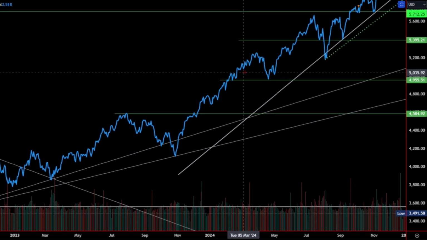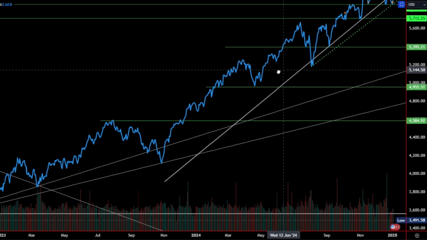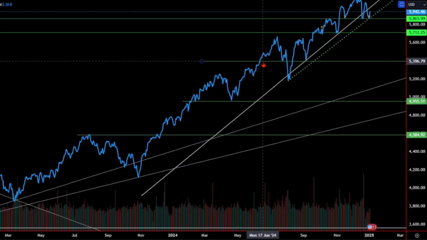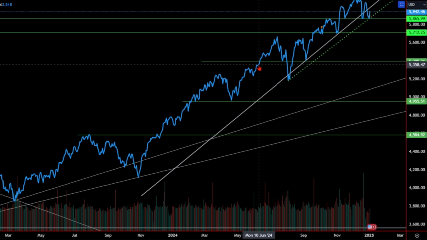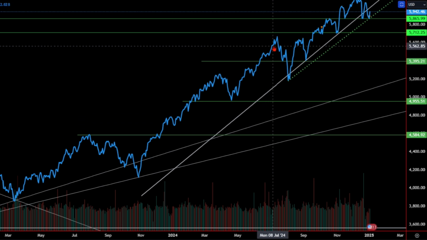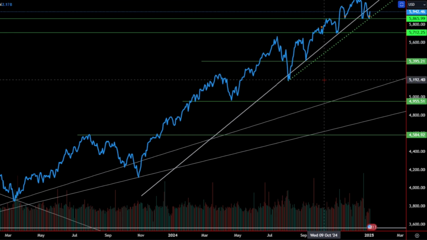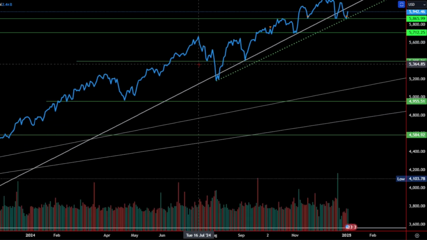You see, found support, nice bounce. This one here, retested, found support, and shot up. Well, it consolidated here a little bit, then retested here at $5,395, and then shot up all the way up into this resistance line.